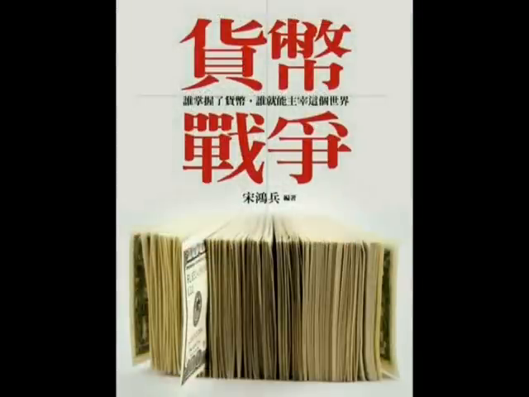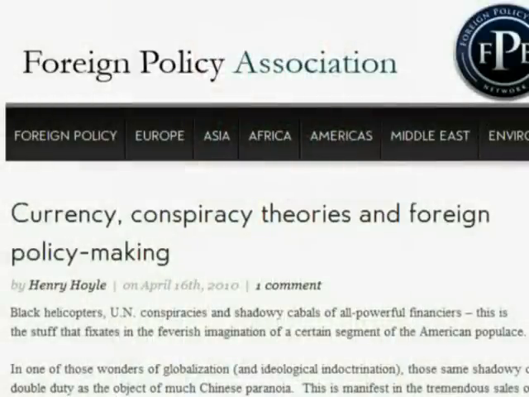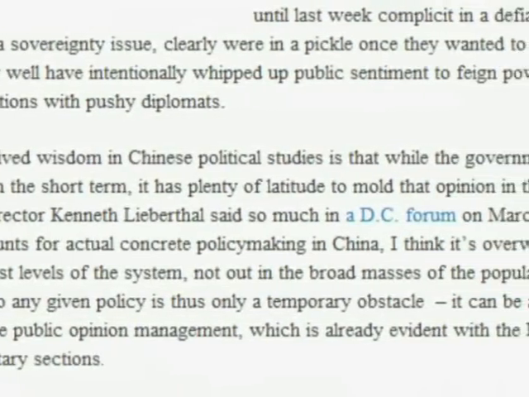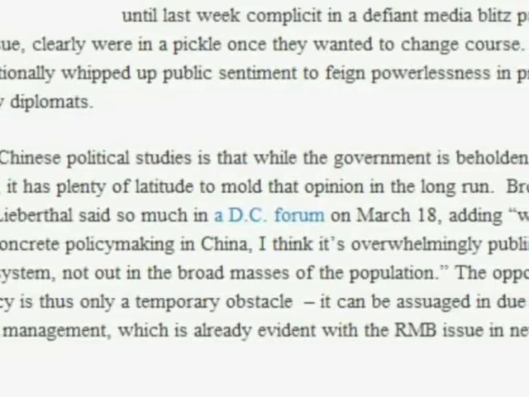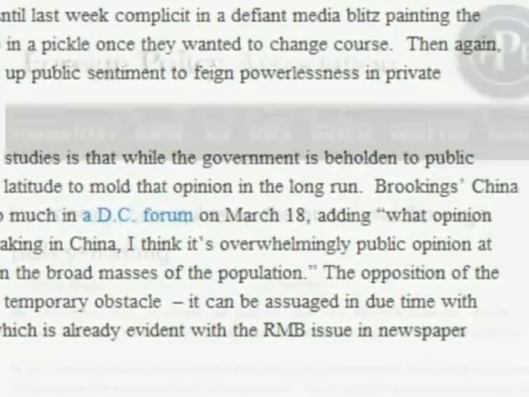The argument that Western economies and governments are largely controlled by privately owned central banks, such as the Federal Reserve of the US. In this article of the Foreign Policy blog network, Henry Hoyle describes the Currency Wars book's assertions as delusions, yet he also offers a conspiracy theory of his own, suggesting that the Chinese government may well have intentionally whipped up public sentiment to feign powerlessness in private conversations with pushy diplomats.